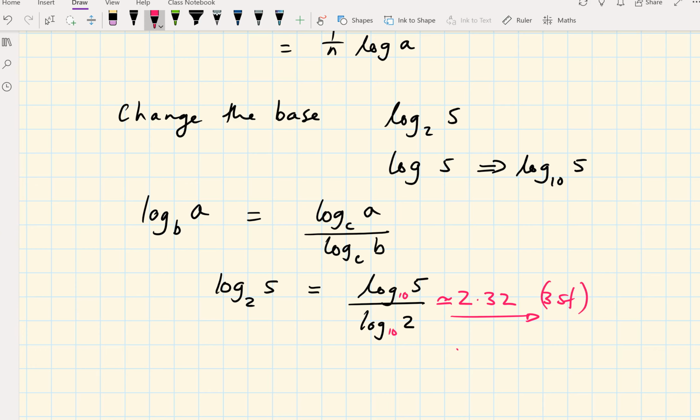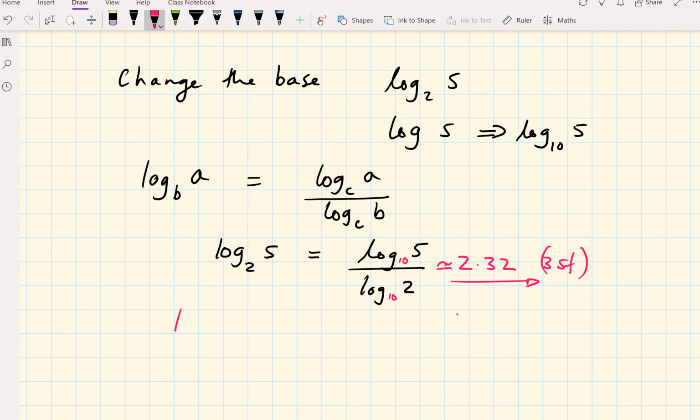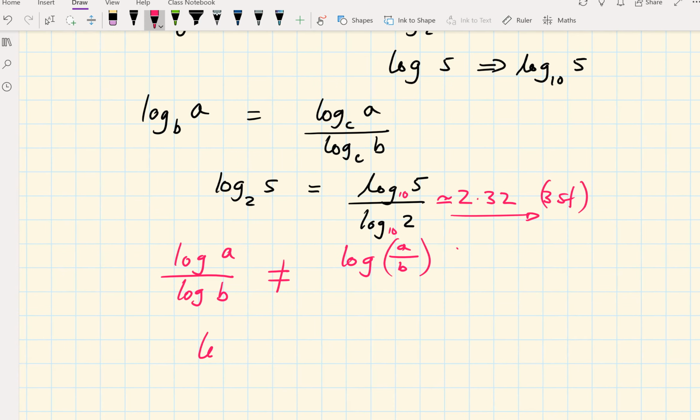Just be careful. Log of a divided by log of b is not the same as the log of a over b. That is a very different thing. Remember this, log a over b, that's your second law. That's log a minus log b. Different to the log of a divided by the log of b. Enough of my chatter here. You need to now go and practice some of these on the exercises.